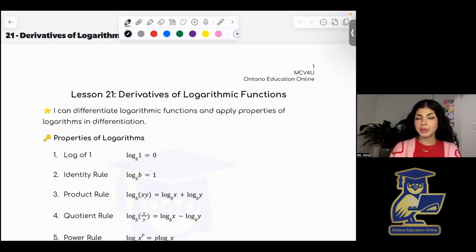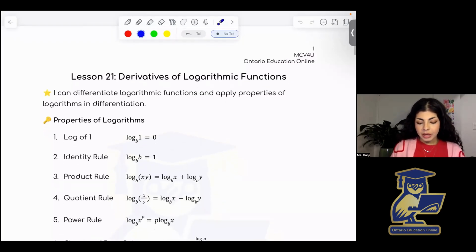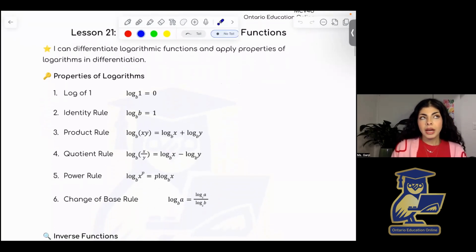Hello and welcome to lesson 21, where we are now looking at our third type of special function and its derivative. So our logarithmic function. And especially now that we've seen the exponential functions, we're going to be making a lot of connections to that function and its derivative. So before we jump in, we are reviewing some properties of logarithms because we are going to be using those.